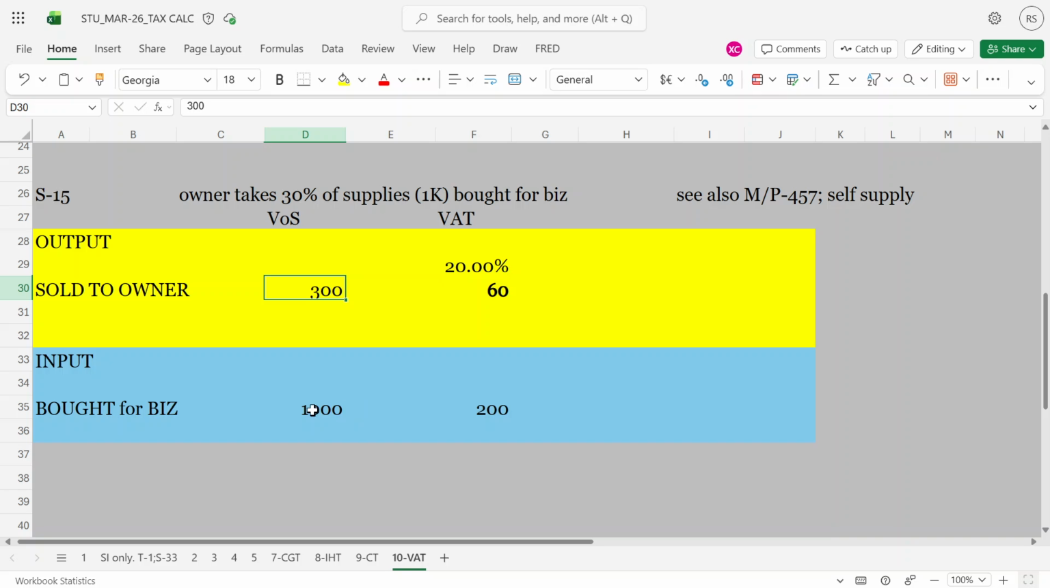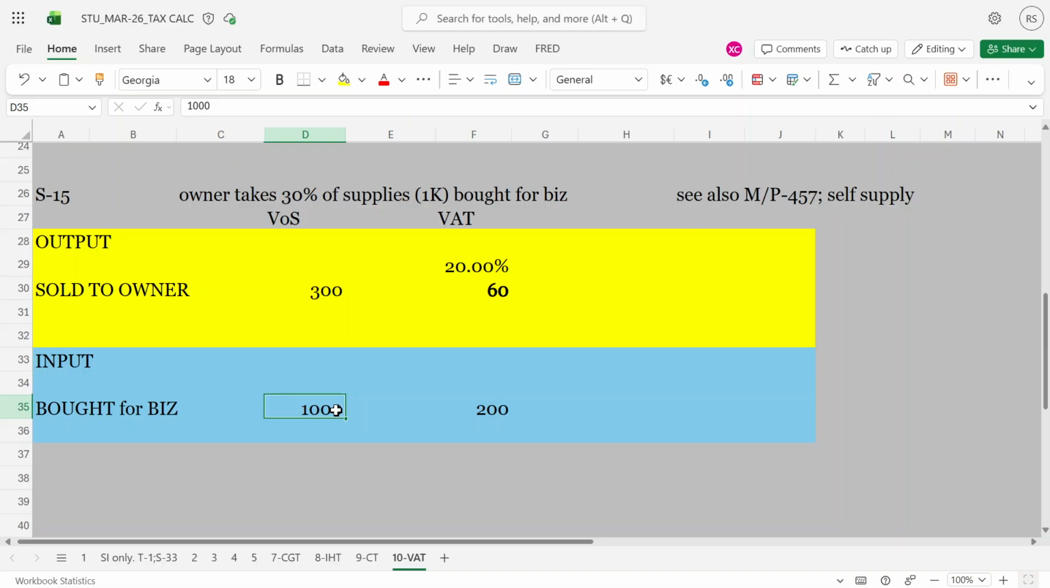How did they disallow it? There are two ways to do it. You can write this as 700, which is 1,000 minus 300. So you only claim the input tax credit on the part that is for the business. So be very clear about this when you're doing this kind of question.